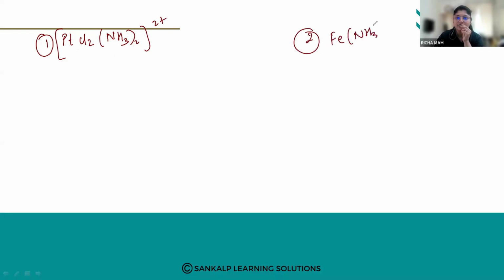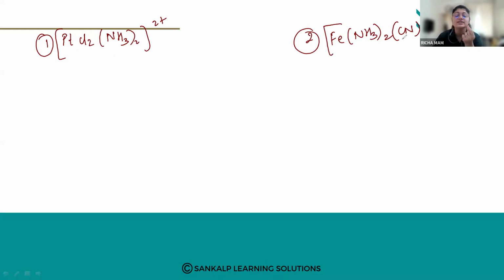Now let me give you some examples. You need to write the structures for these geometrical isomers. Geometrical isomers means you have to write the cis and trans forms. Tell me, how do you write for this? And the second possibility is Fe NH3 twice CN 4, minus 1. Please tell me how do you write the geometrical isomers?